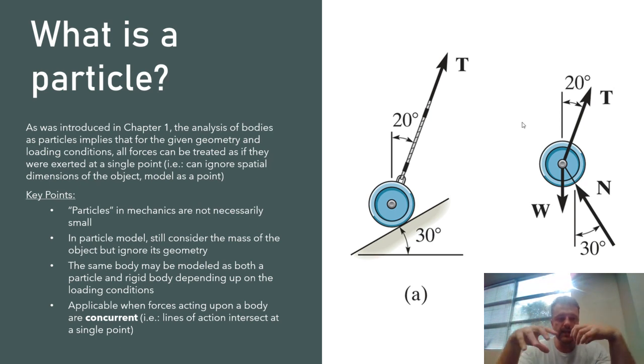In addition, when you have a body that's acted upon by forces, it may happen that in certain scenarios you can model it as a particle, and in certain scenarios you can't. It all depends upon the nature of the forces as they're distributed across the body. And particularly, we're always going to be able to do a particle model whenever all of the forces acting on the body are what is known as concurrent. And what that means is that their lines of action intersect at a single point.